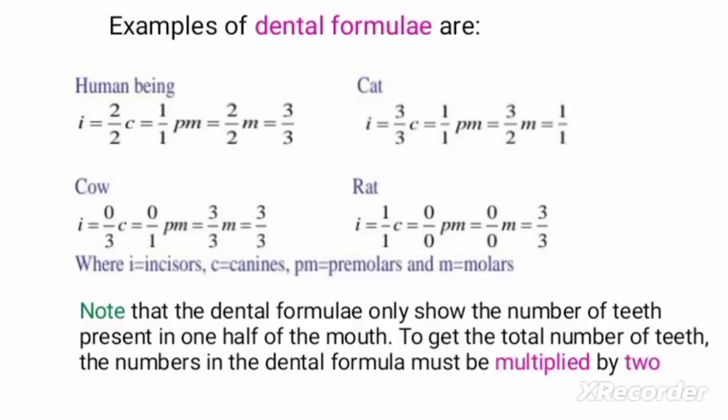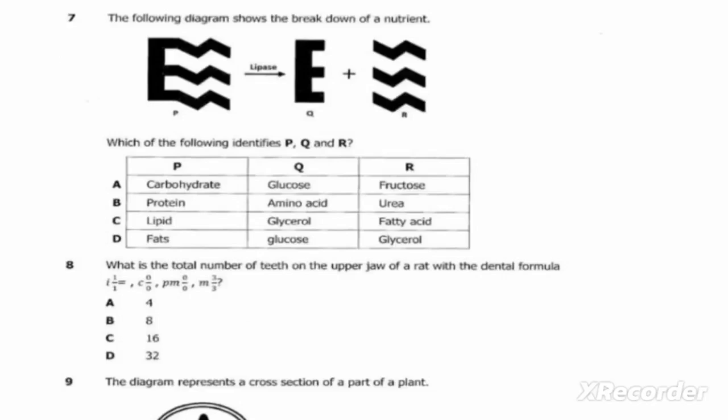So we need to understand that the mouth is made up of two sides, the right side and the left side. So according to the formula given here, we can see that on the upper jaw we have 1 and 3. So 1 plus 3 is equal to 4. 4 times 2 is equal to 8. Our correct answer is 8. We shift to question 9.